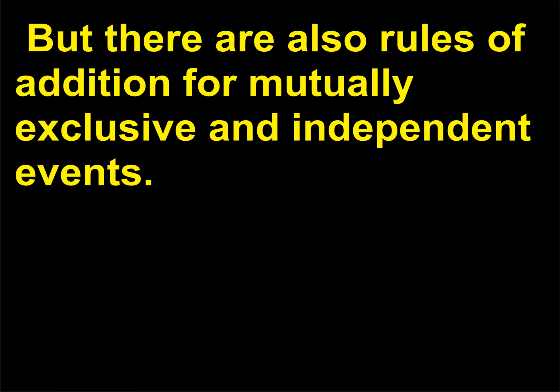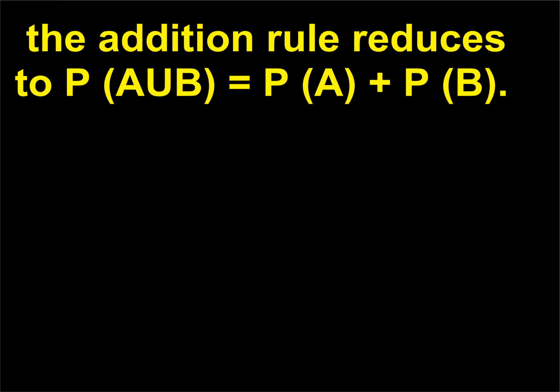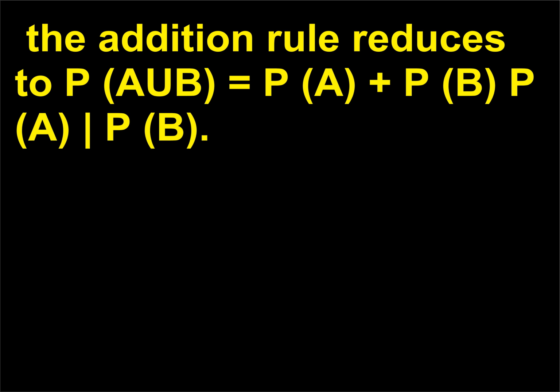But there are also rules of addition for mutually exclusive and independent events. For mutually exclusive events, or events that can't occur together, the addition rule reduces to P(A ∪ B) = P(A) + P(B). For independent events, or those that have no influence on each other, the addition rule reduces to P(A ∪ B) = P(A) + P(B) − P(A)P(B).